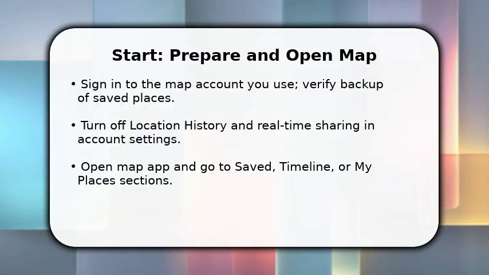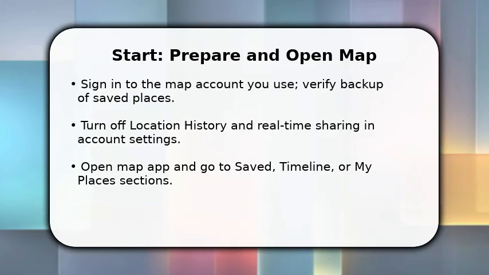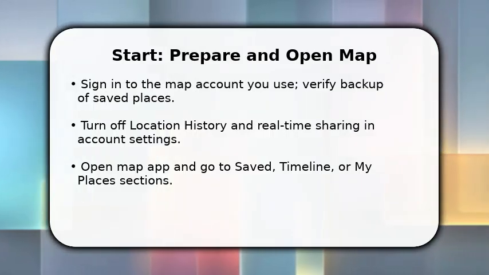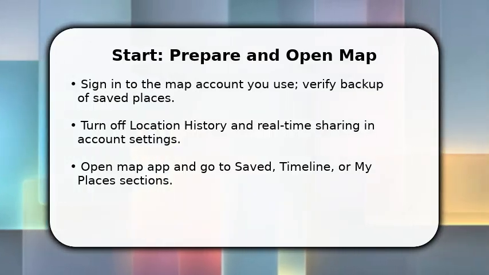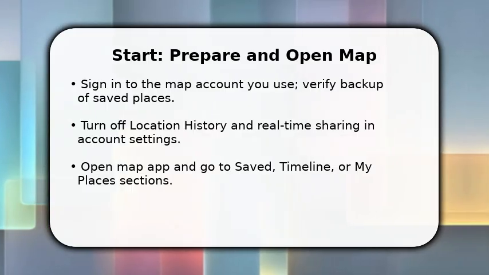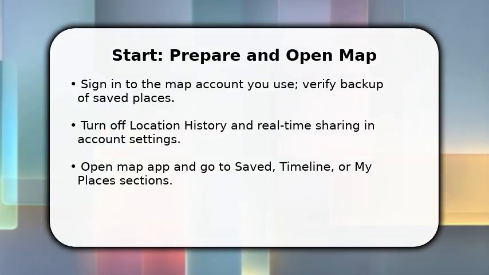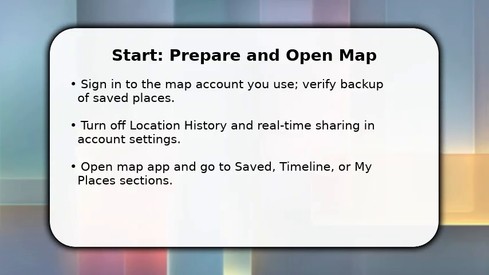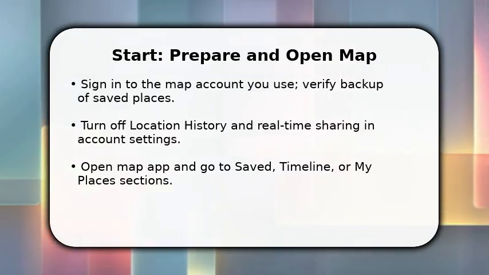You start by preparing the specific account and app where the location exists. Turn off location history and stop sharing with others so changes don't reappear. Next, open the Map app and navigate directly to Saved, Timeline, or My Places. This is where pins and saved addresses live.